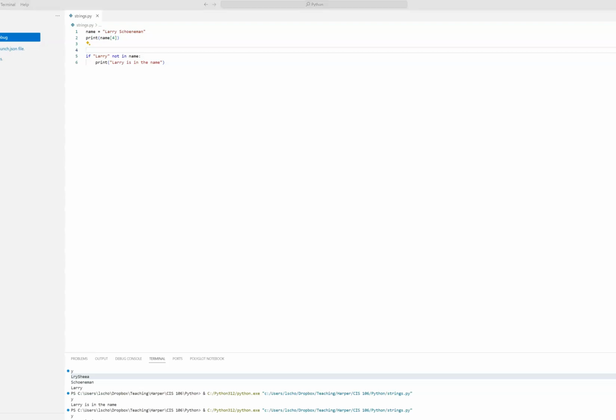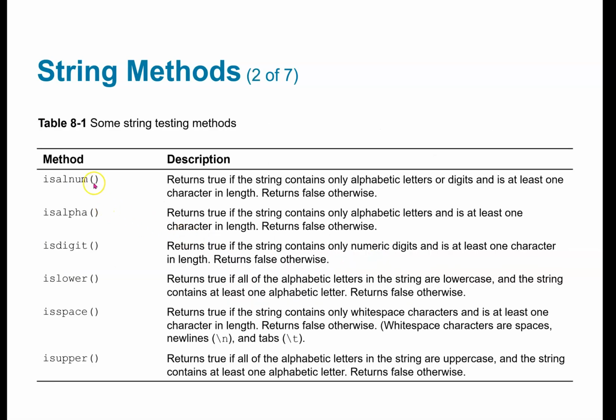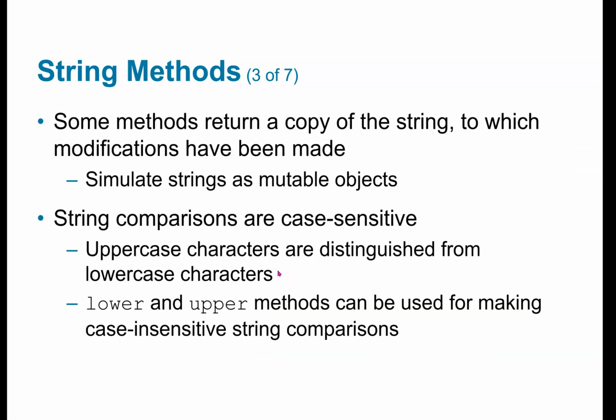So from there, let's go on and talk about string function methods. Strings in Python have many different types of methods divided into different general types. We've got myString.method is the general format. Some methods test the string for specific characteristics and return true or false. So here's some specific ones. isalnum returns true if the string contains only alphabetic and numeric characters, and it's at least one character. isalpha, only alphabetical? islower? isspace? isspace is interesting in that it tests for new lines and tabs. It's any white space. isupper returns if the whole string is upper, and so forth.